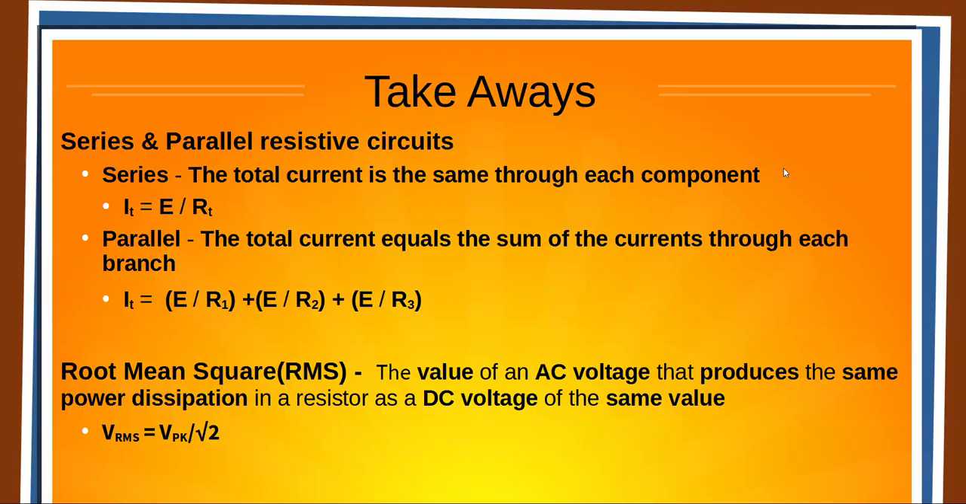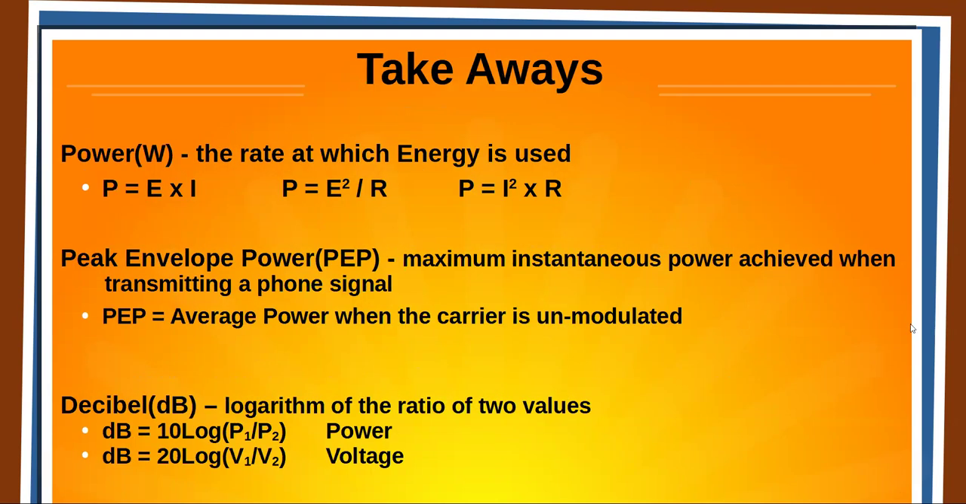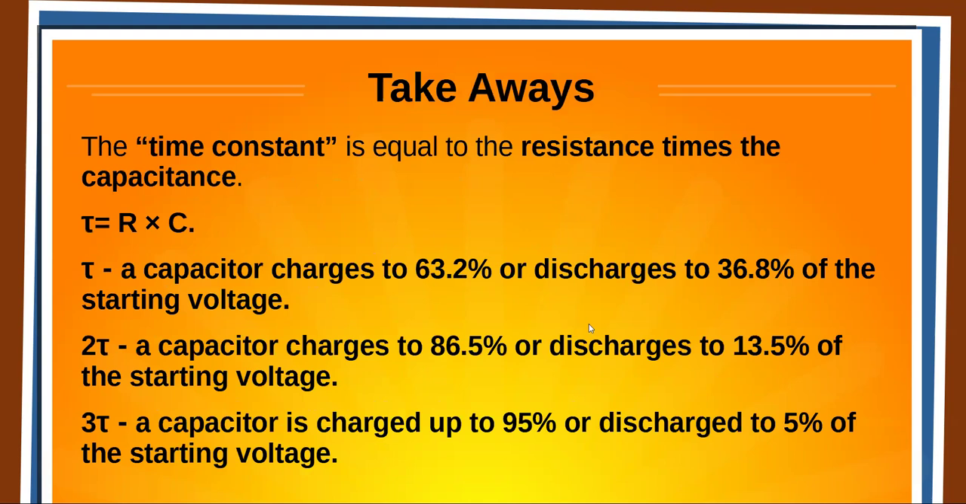Okay, so we learned about series and parallel circuits, RMS, power, peak envelope power, decibels, time constants. Basically, remember that one time constant is approximately 5/8. 5/8 would be 62.5. It's close enough for approximations. And 3 time constants get you 95%. And you never actually get to 100 in theory.